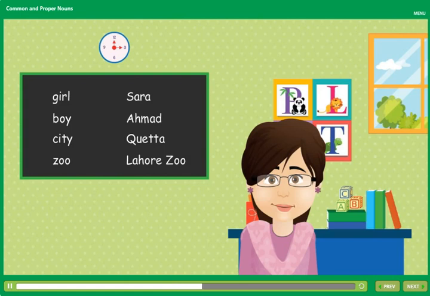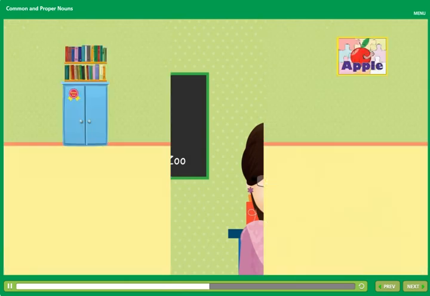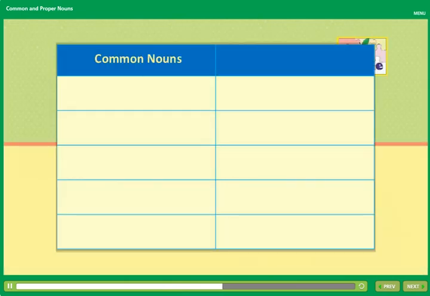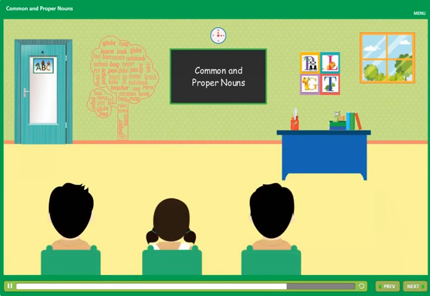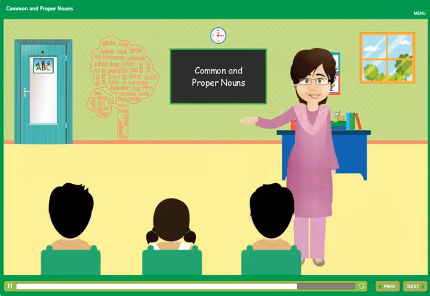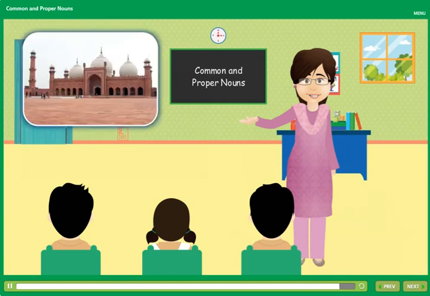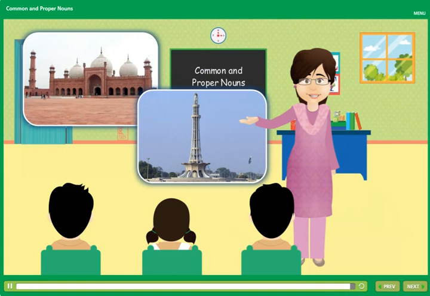Another practice exercise is to give students a list of common nouns and then ask them to write proper nouns for them. Make sure you tell your students to write the proper nouns with capital letters. Ask your students for names of their pet animals, shops near the house, or names of buildings and monuments like Badshahi Masjid and Minar-e-Pakistan, etc.